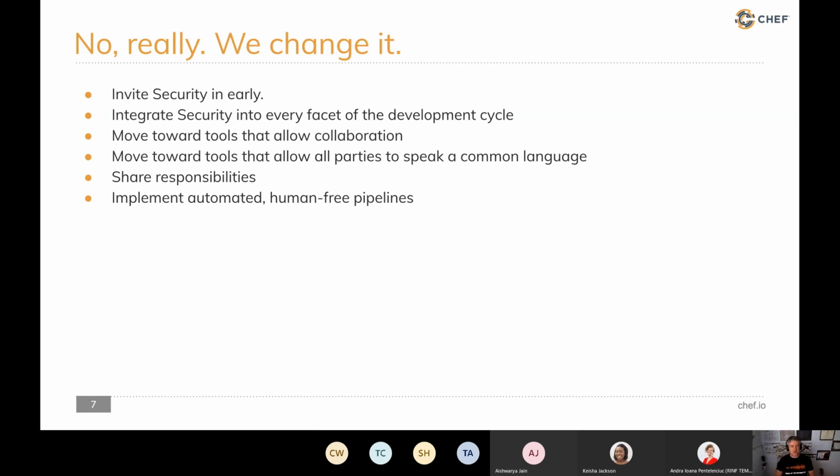So the last bullet on here is one that I definitely want to call out. When we look at this, we want to implement automated human-free pipelines. And when I say human-free, that doesn't mean we hand over all the things to AI and let it take care of everything. The concept is really about allowing the computers to do the things that they're really good at, those repetitive tasks, those consistency things, right?